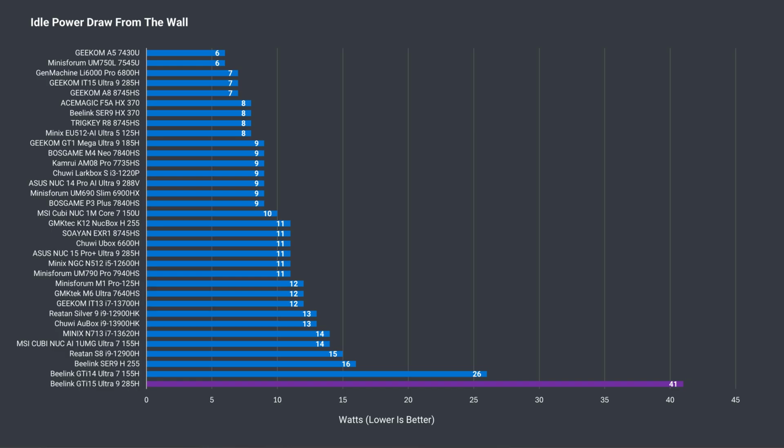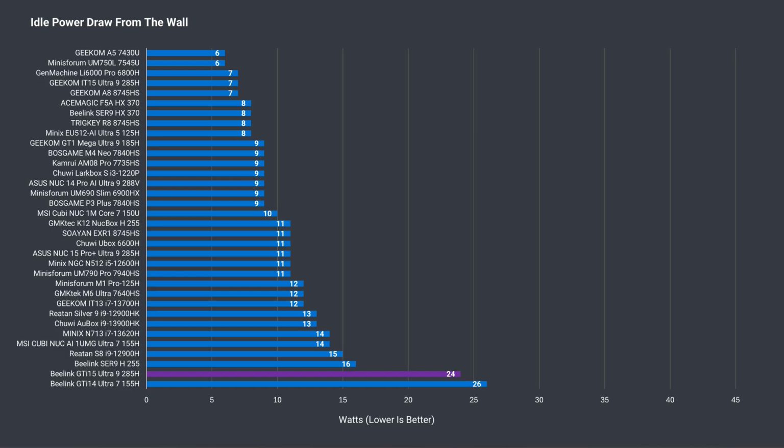The GTi 15 Ultra is dismal at idle power draw, chugging 41 watts from the wall, doing absolutely nothing on the Windows desktop. Luckily, that can be improved. Enabling C states in the BIOS drops idle power draw to 24 watts, which is much more reasonable and at least no longer broken. Please don't ask me why C states isn't enabled.